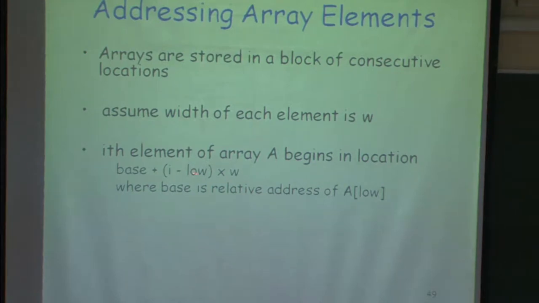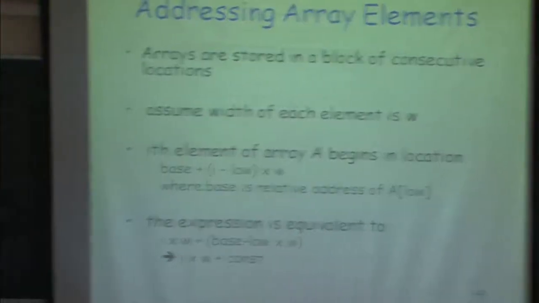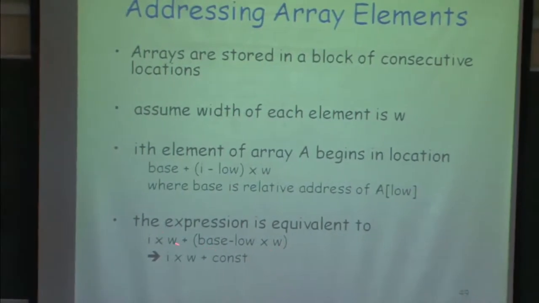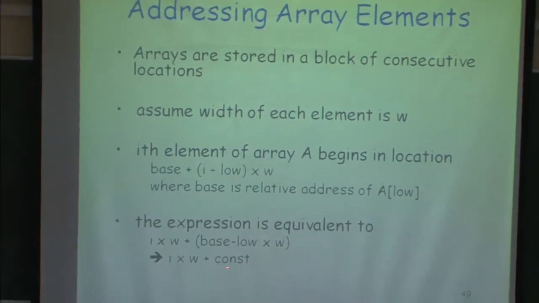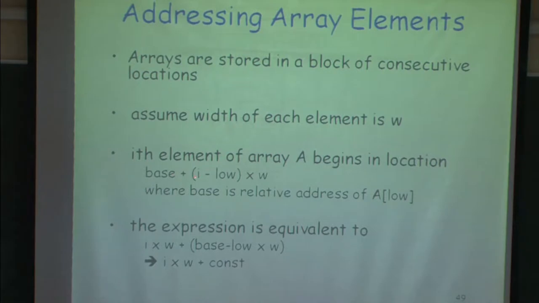So that is what will happen: base is the relative address of A low. Depending on the language, you will have to find what your low value is. If I take this expression and do some algebra and reorganize it, you can see that there is a constant part, which is base minus low into W, and a part which is dependent on i. This constant can be pre-computed and stored in a single table. I don't have to compute it every time when I want to find the address of A i. The only thing I need to compute is this multiplication and this addition. That is going to save me time and make it more efficient.